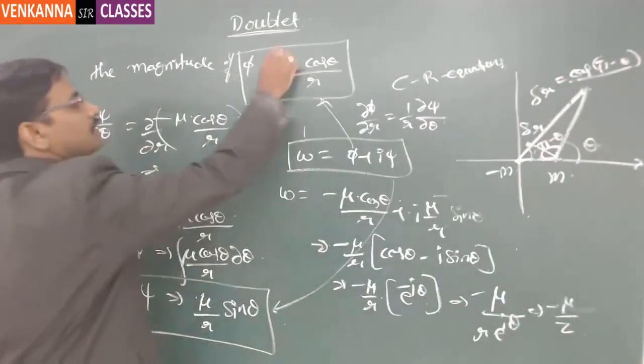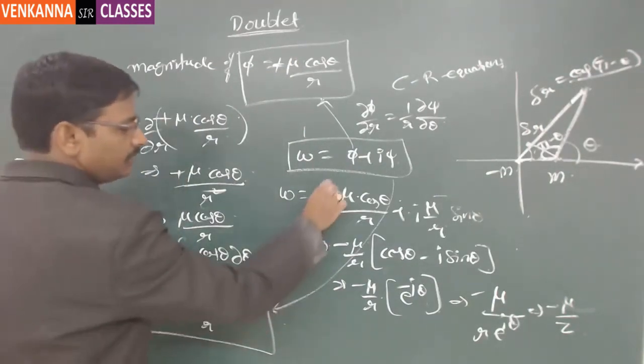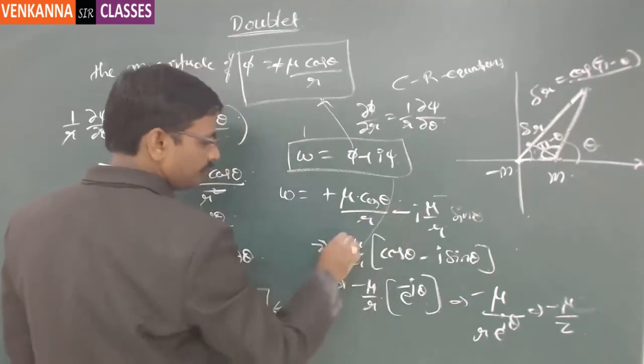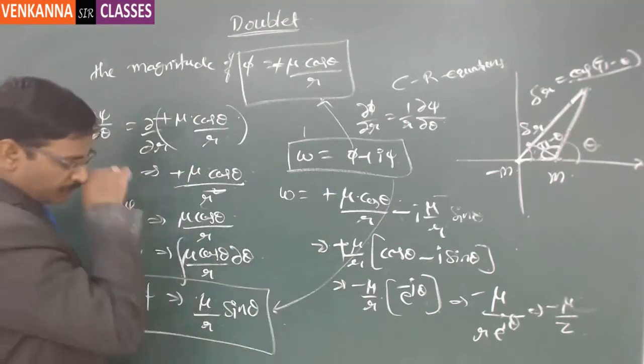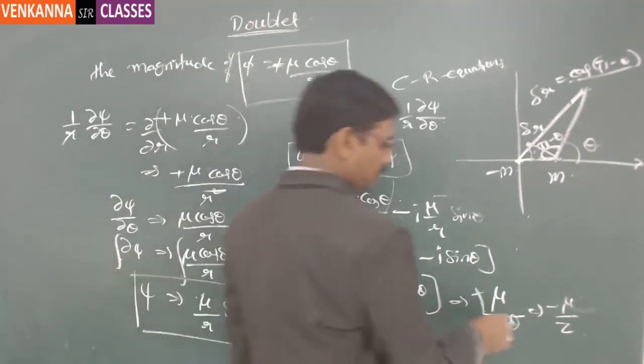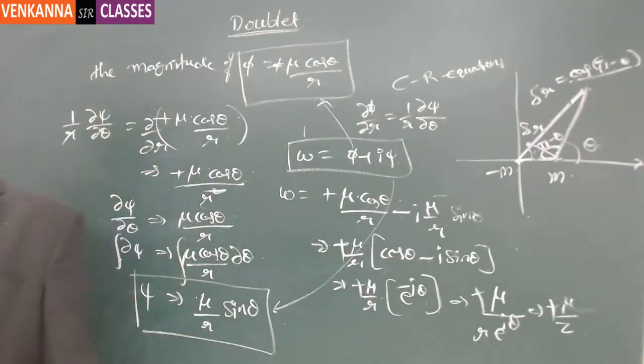So hence he treated this as plus, and then this is also plus, and this will be minus. Yeah, this is minus only, this is plus. So this is also plus, and this is also plus. Mu by z is the strength of the doublet. Got it? See this, just the sign change.